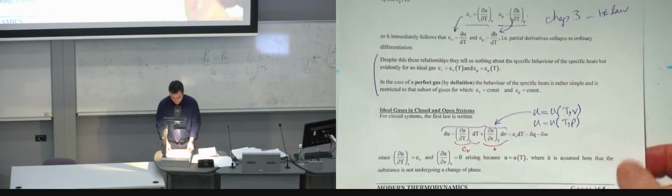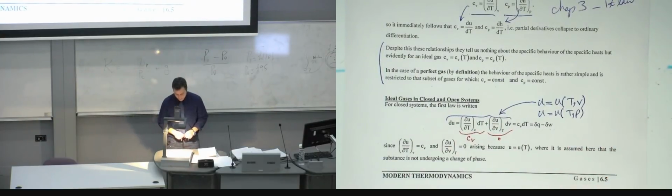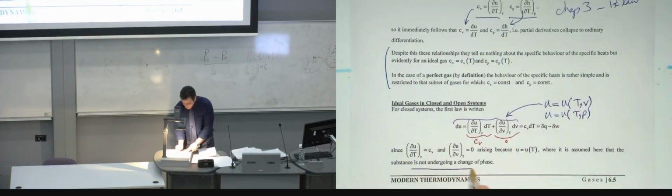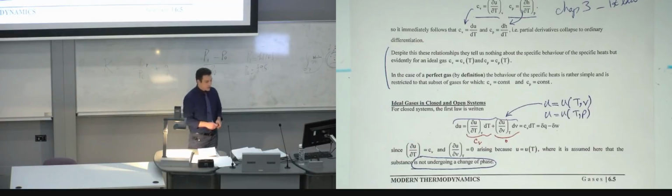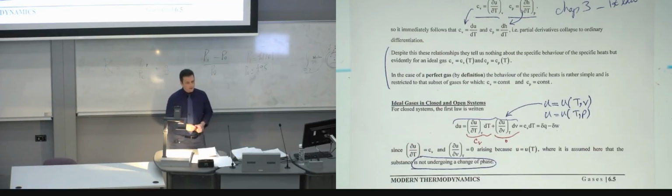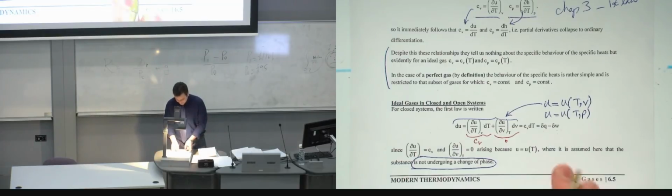And let's just see how useful that is. Just bear in mind that the sort of analysis that you're doing now does not apply to situations where you have a change of phase. Remember, CP and CV really struggle when it comes to phase change because of the latent heat concept which I explained.